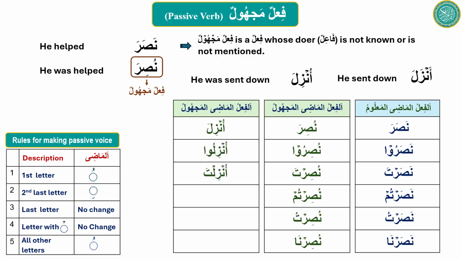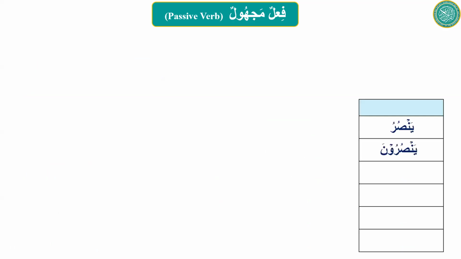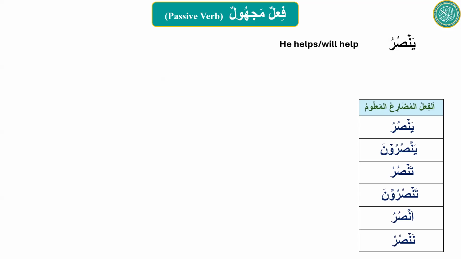And you can make the rest easy. Unzila, unzilu, unzilta, unziltum, unziltu, unzilna. So these are all passive voice. These are all fail majhul, and they don't have a doer in them. What they have, we will talk about that inshallah. There is a term for that. We will talk about that inshallah near the end. And then we learned yansuru, yansuruna, tansuru, tansuruna, ansuru, nansuru. That is the mudare form. And then we learned how to make a mudare majhul.